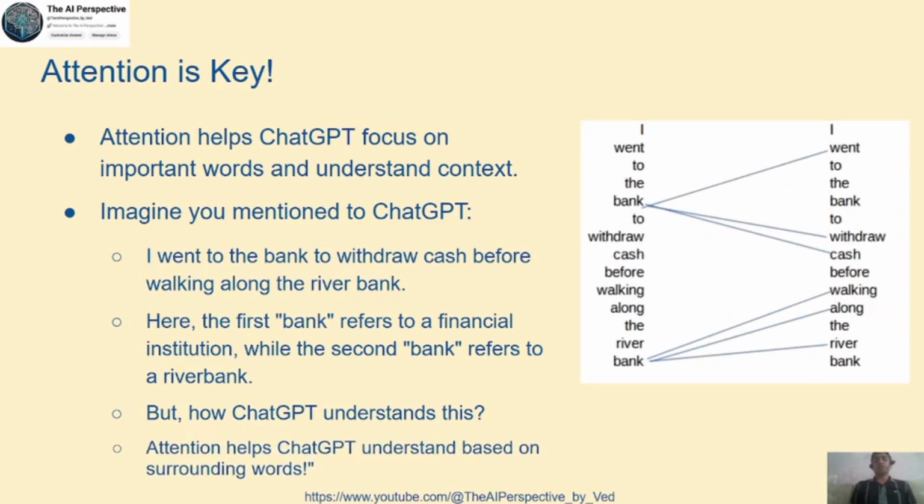Here on the right-hand side of the screen we have an attention map, just for easy explanation purposes. The first bank is giving attention to went, withdraw and cash. The second bank is giving attention to walking along and river. So this clarifies that the first bank is related to a financial institution and the second bank is related to a river bank.